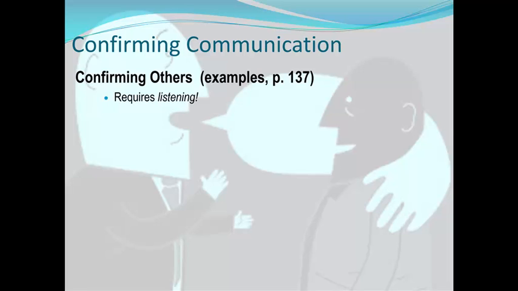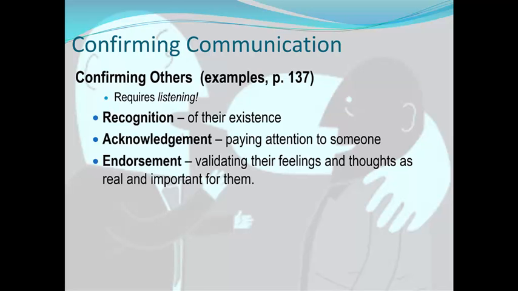When we confirm others, it requires listening. We've talked about effective listening and how to do that, and obstacles to it, and it's really crucial to build a supportive climate and to confirm others with your communication. You first have to effectively listen. There are three levels of confirming others: recognition, acknowledgement, and endorsement.